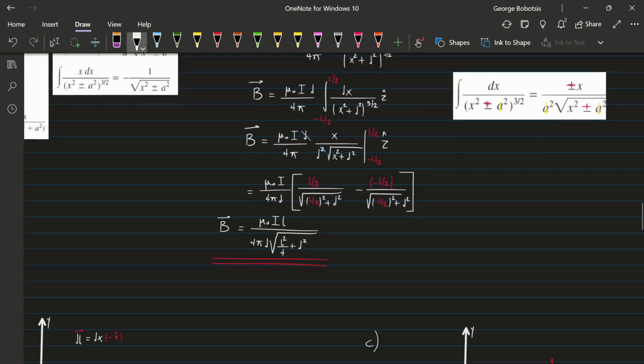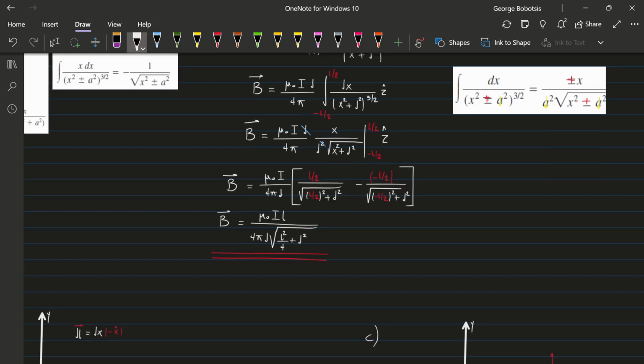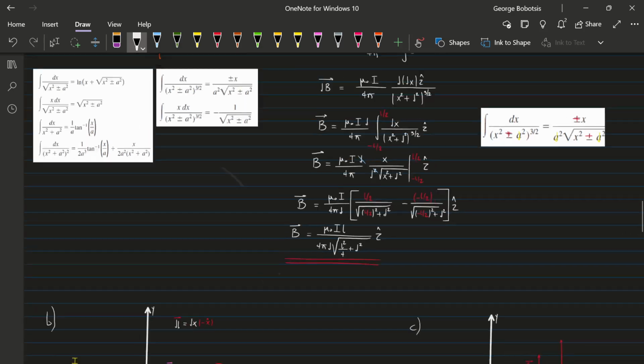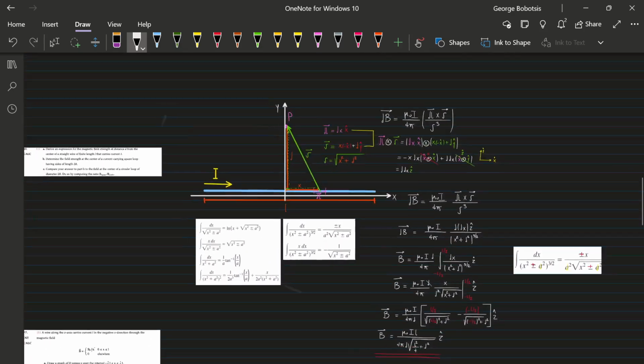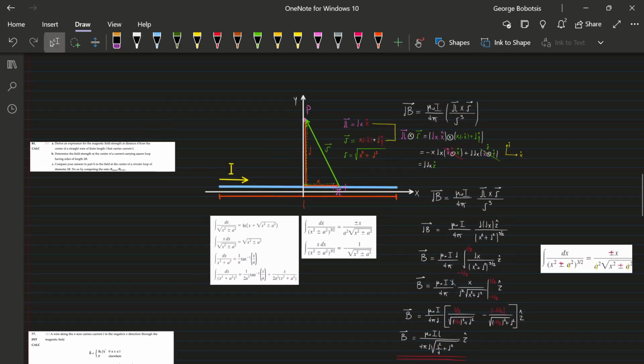I'm just adding the z hat here because I had forgotten it. But other than that, that's your magnetic field at that point. Maybe I'll consider that as a separate video, deriving this magnetic field.